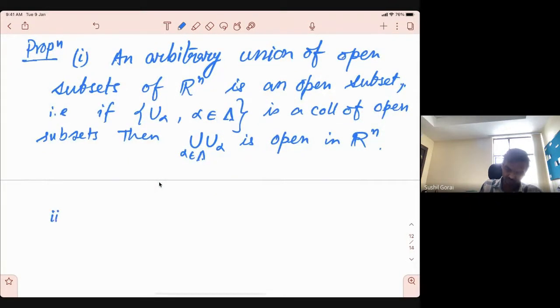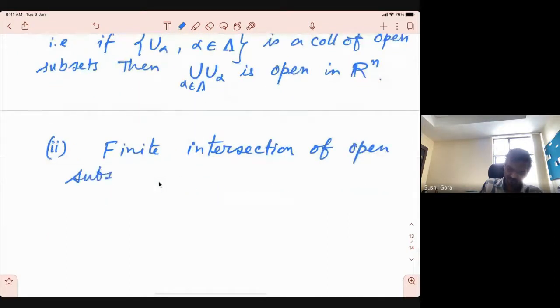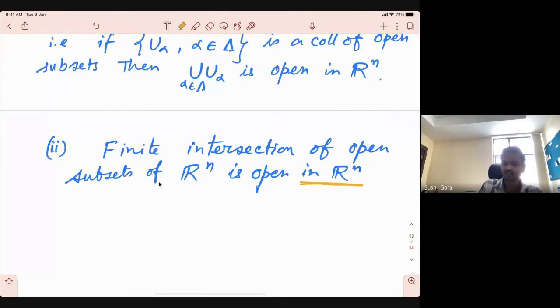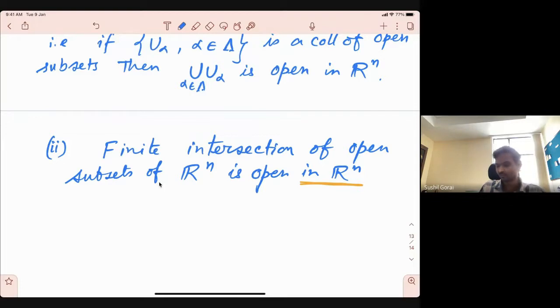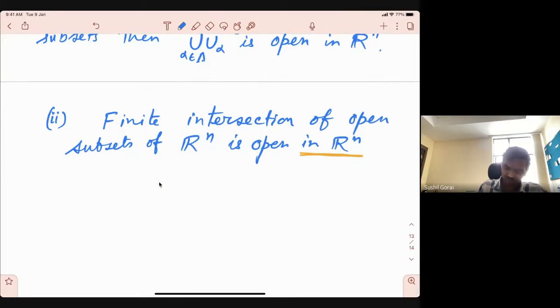Second statement is finite intersection of open subsets of Rn is open in Rn. Yeah, so there is a particular reason why I'm writing this in Rn. Of course, for this statement it is actually true in general, but sometimes you'll see open in Rn, closed in Rn, I'll be writing all this. That's because there are other notions, relative notions of openness and closedness.